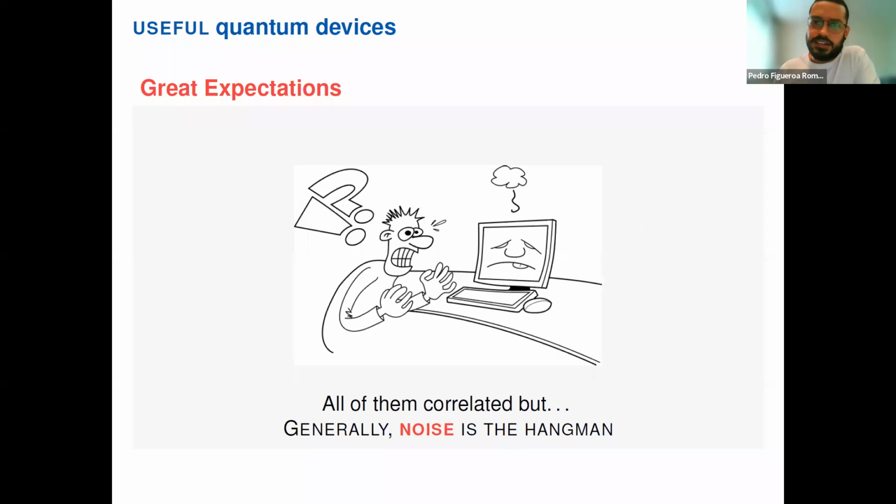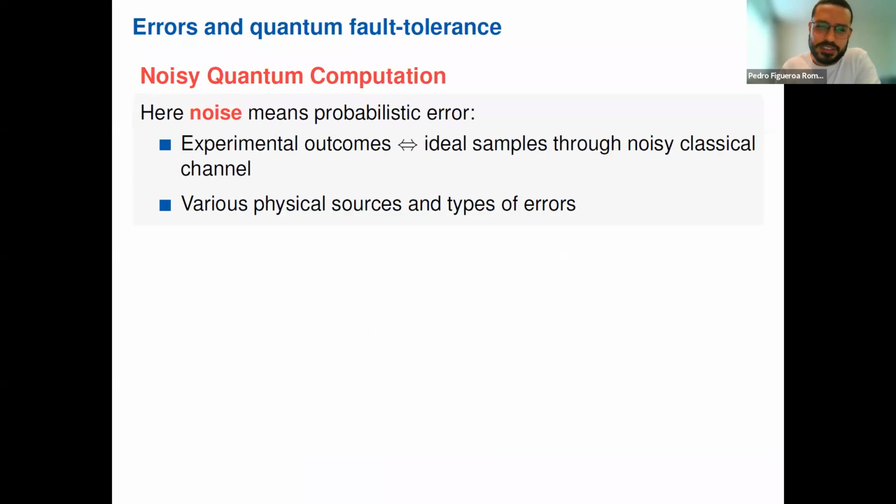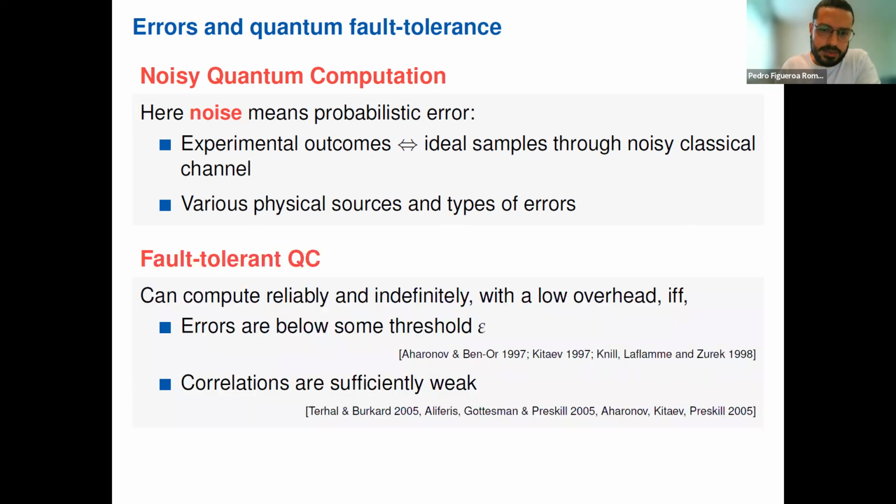Now we know that currently, at least at this stage, noise and errors are the things that are keeping us from continuing, even if all of the others also present their own set of problems. Noise is currently the worst. Now, noise means deviation from some ideal statistics that you would get in your experiment. And we can think of this as getting some ideal samples and then sending them through a noisy classical channel. Even though physically this is not what happens, and there can be many different types and sources of errors.